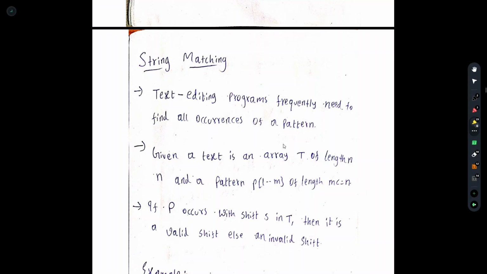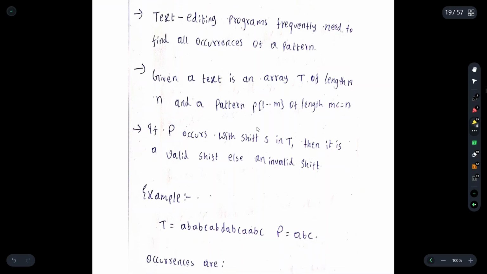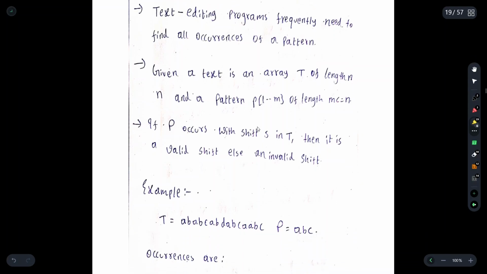Text editing programs frequently need to find all the occurrences of a pattern. There will be a text in an array of length n, and a pattern, and we need to search for that particular pattern in that text array. If pattern p occurs with a shift s in T, then it is a valid shift, else an invalid shift.